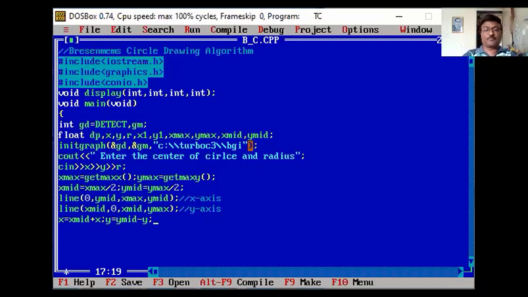So start your algorithm. What does that algorithm say? Once x1 is equal to 0, you can consider, and y1 you can consider as r. Okay. Then first calculate the decision parameter dp. So what is the decision parameter dp? 3 minus 2r, 2 multiplied by r. This is my by default first decision parameter. Then call this. Suppose I have a function in this decision parameter display. This is my function x y x1 y1. Okay, so that function should be called over here.